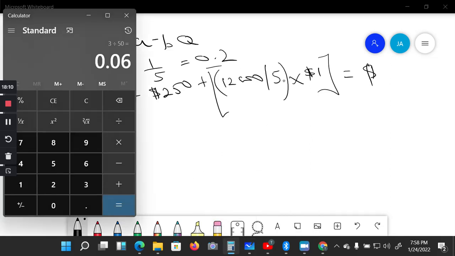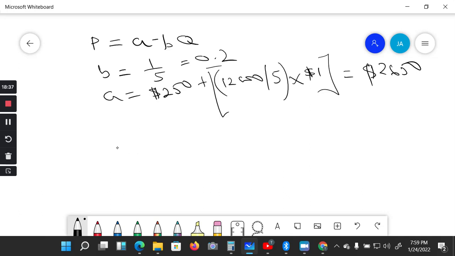Let us solve those in the brackets first. 12,000 divided by 5 is 2,400, multiplied by $1, still 2,400, plus 250. You get 2,650.